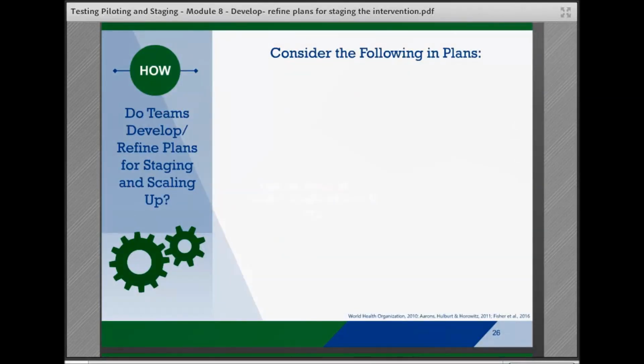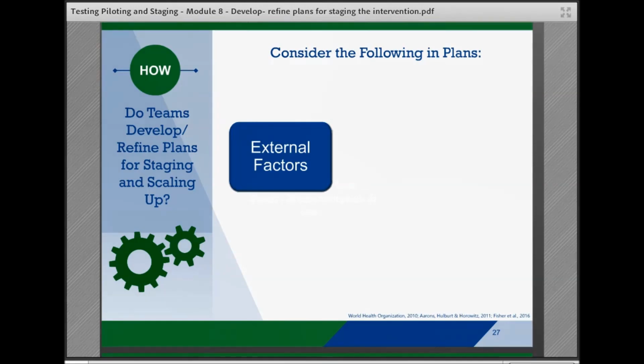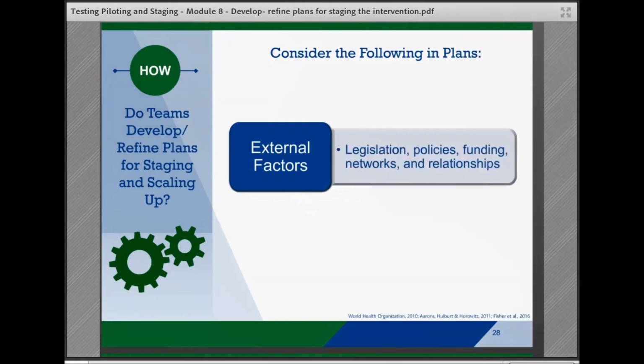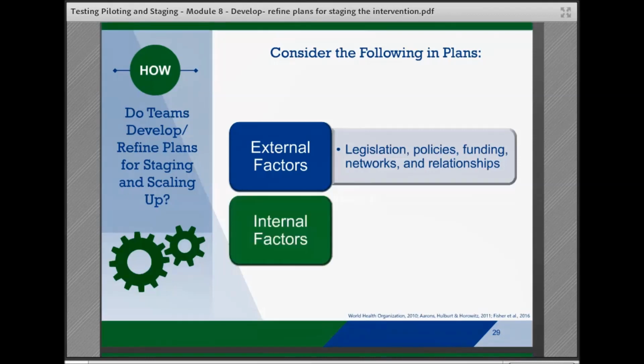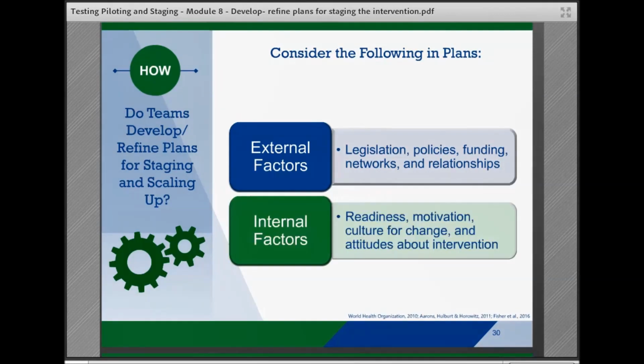As teams move beyond a pilot environment, they often have to balance their vision of expected outcomes with practical realities and constraints. Plans must take into account both external factors, for example, legislation, policies, funding availability, networks and relationships, and internal factors. For example, readiness for change, agency culture, and staff attitudes towards the intervention that may influence implementation.